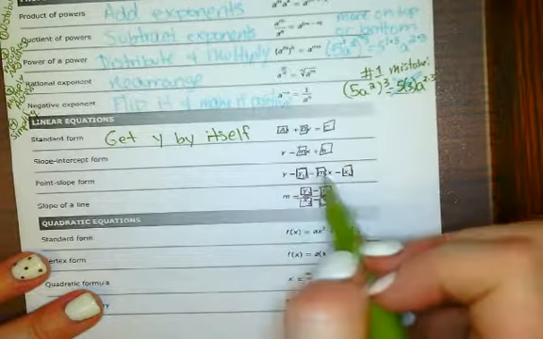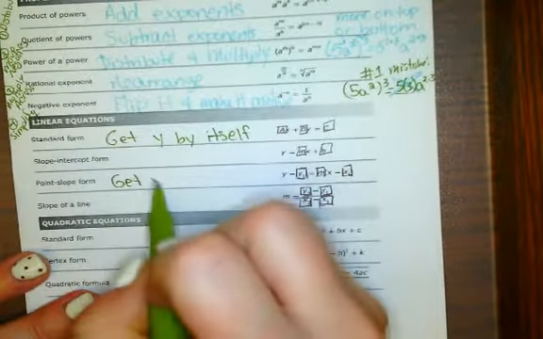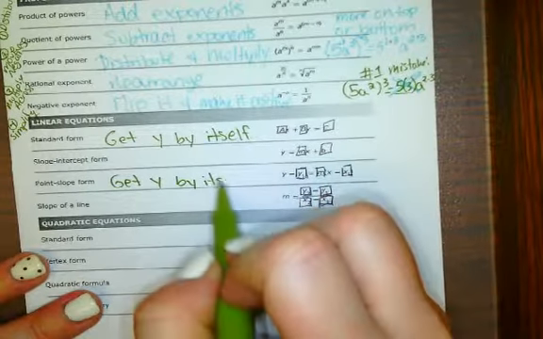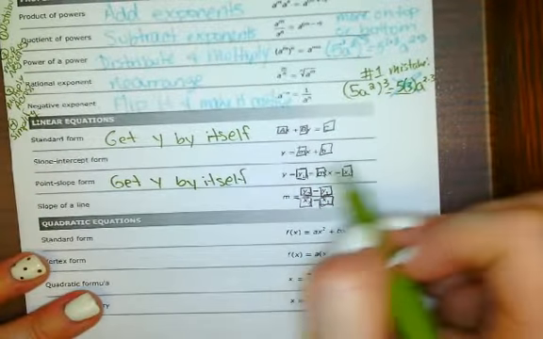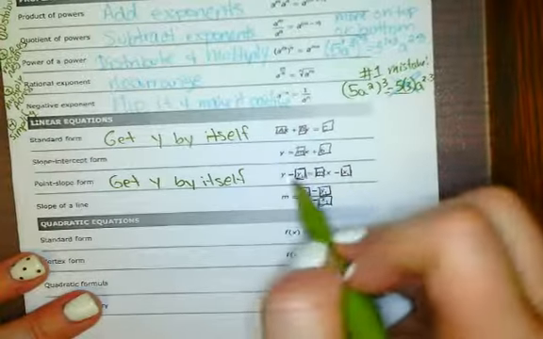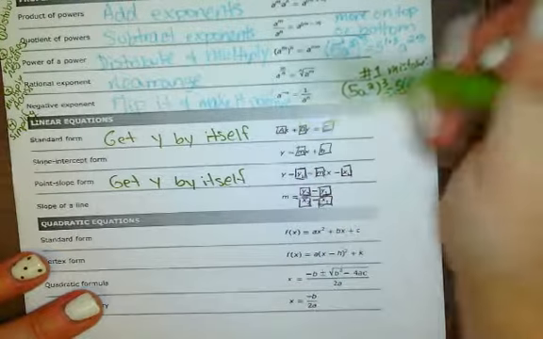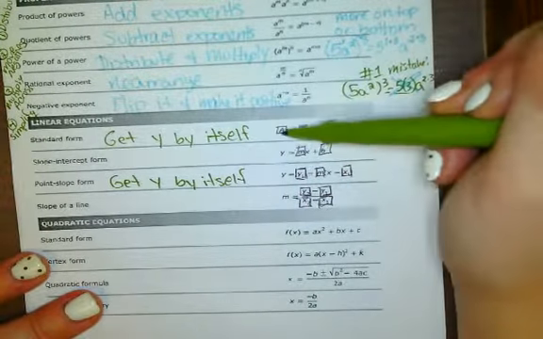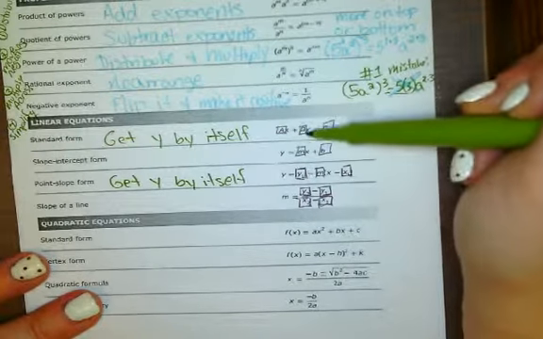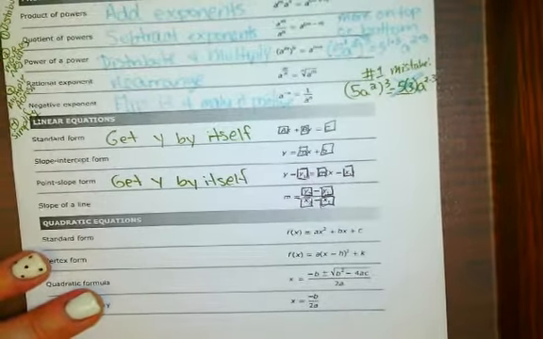Same with point slope. If you see something in point slope, you can also get y by itself here. So this one, you would have to distribute and then add whatever this y is, and then you'd have it. With this one, you would subtract your x and then divide by whatever's on the y.